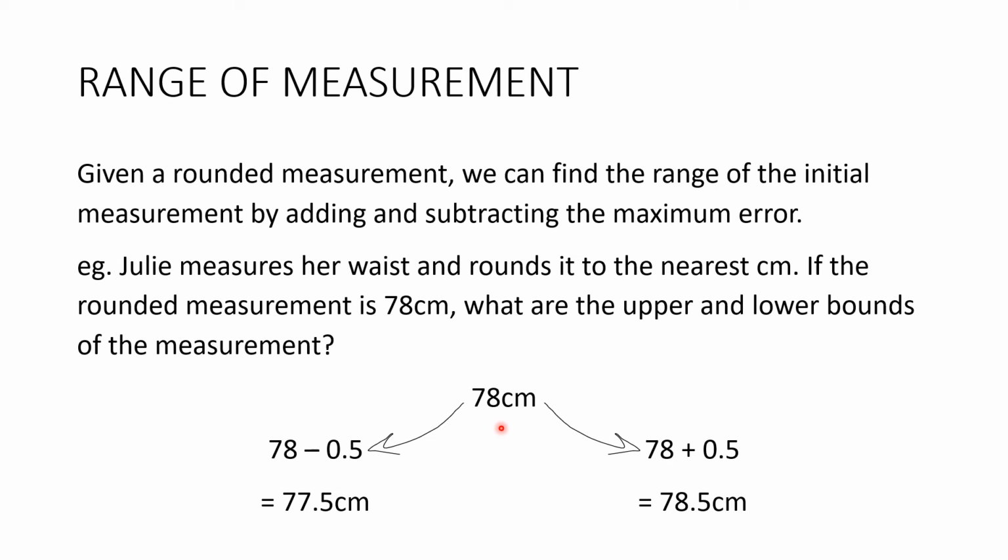Now you probably noticed something funny here. 78.5 would actually round up to 79, wouldn't it? But this is just a cutoff. Rather than write 78.499999, we just write 78.5 for ease. So subtract your error, add on your error, that will give you your range of measurement.